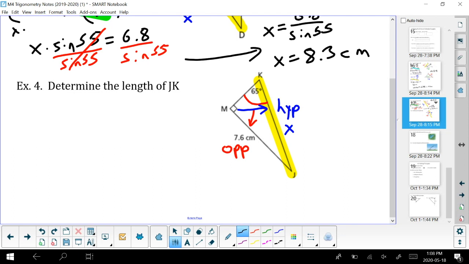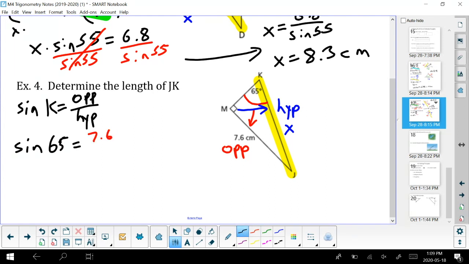We can start off with our formula that we need to identify. So since we're looking at the opposite side and the hypotenuse, once again, we're going to be using the sine ratio. So sine of angle K is equal to the opposite side over the hypotenuse. So you have the sine of 65, because we know that angle K is 65, is equal to the opposite side, which is 7.6, divided by my hypotenuse, which is x.